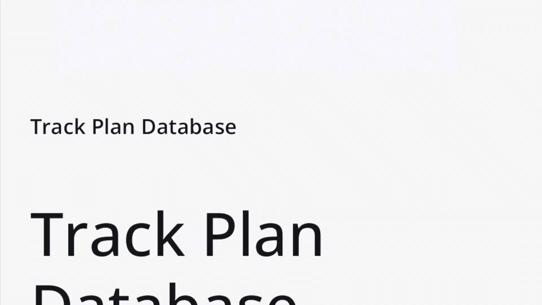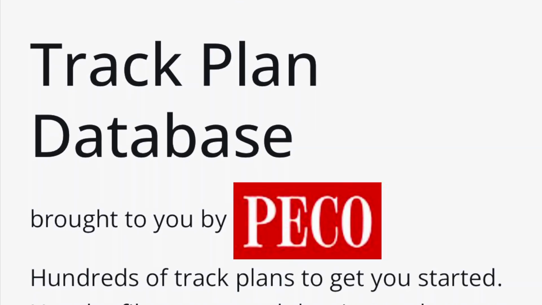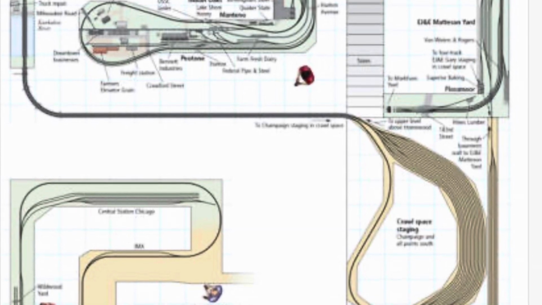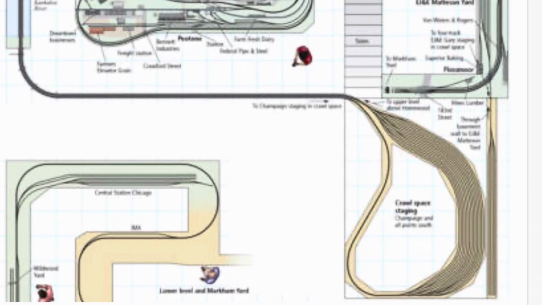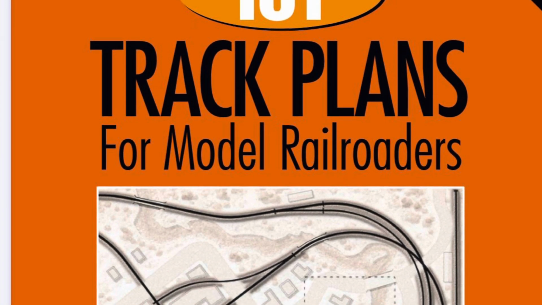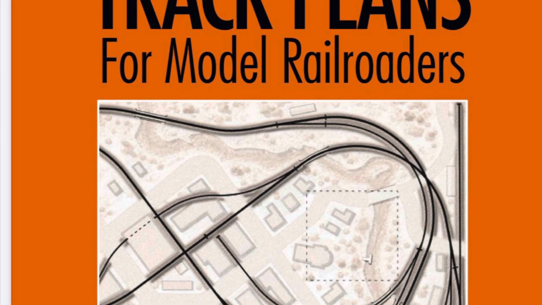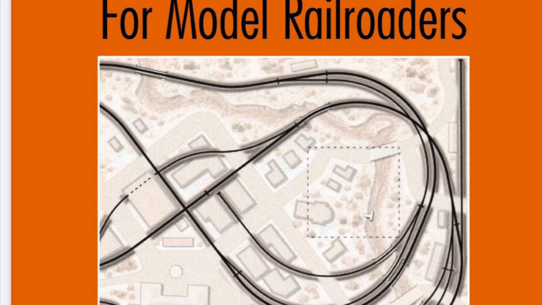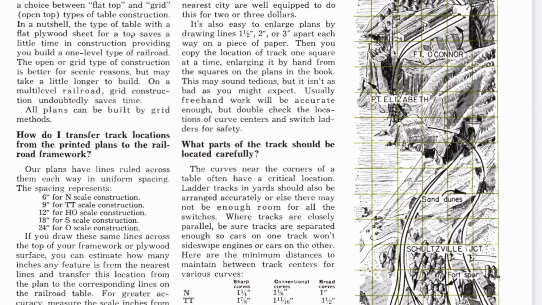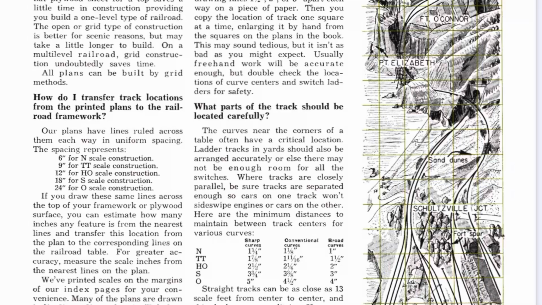Some of these include trains.com, which has a track plan database that has hundreds of track plans. Many of these were published in Model Railroader magazine. Another one on trains.com is called 101 Track Plans for Model Railroaders. It is a book by Lynn Westcott, who used to be the editor of Model Railroader magazine and for many years was one of the pioneers in the hobby. They've published his book in PDF format. It's absolutely free, and it's on the trains.com website.